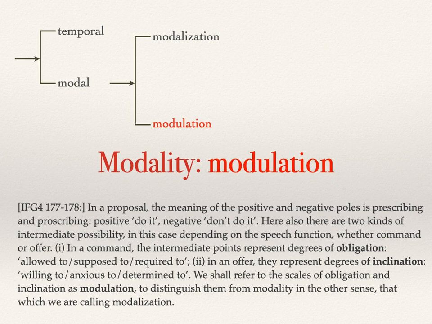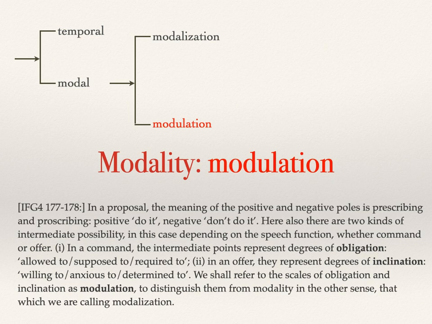And just by way of a reminder, let me quote again the way that we characterize it in IFG4. In a proposal, the meaning of the positive and negative poles is prescribing and proscribing. Positive, do it; negative, don't do it. Here are also the two kinds of intermediate possibility, in this case depending on the speech function, whether command or offer.